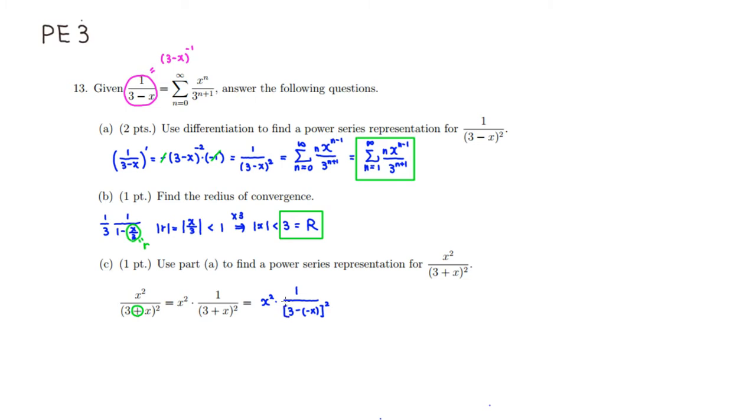If you compare this part right here with the answer in part A, the only difference is that I'm using a negative x instead of positive x. So we can take the answer in part A and just replace x by negative x. You have a summation from 1 to infinity of n times negative x to the n minus 1, over 3 to the n plus 1. Then we can incorporate the x squared.